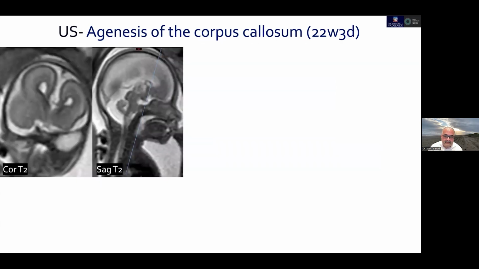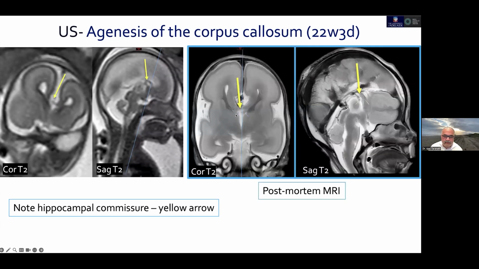Another case of agenesis of the corpus callosum at 22 weeks and 3 days, picked up on ultrasound, and then customary MRI performed after the ultrasound shows this thin tissue going across the midline. That's that straight line there, which is the hippocampal commissure, which is seen in cases of agenesis of the corpus callosum. That's the postmortem MRI that shows the yellow arrows pointing to the hippocampal commissure.